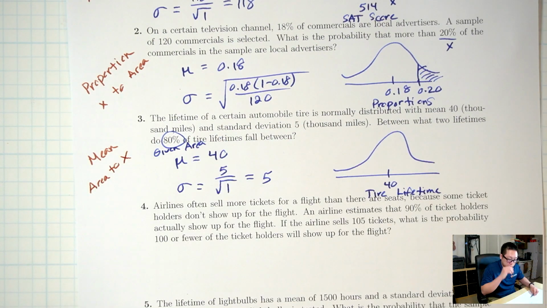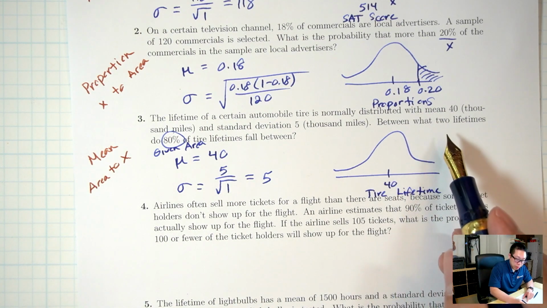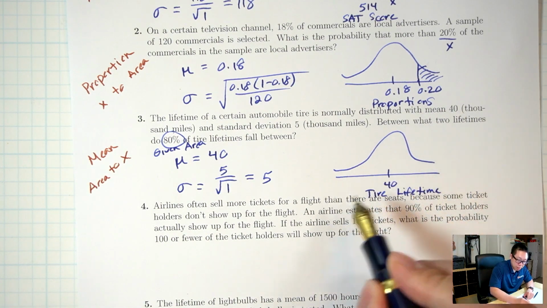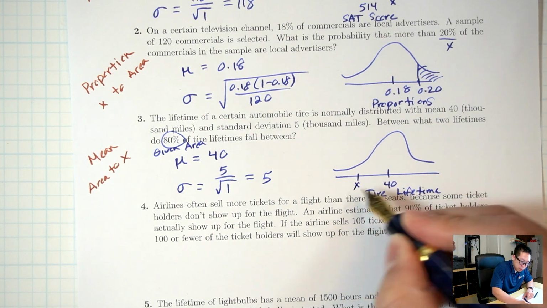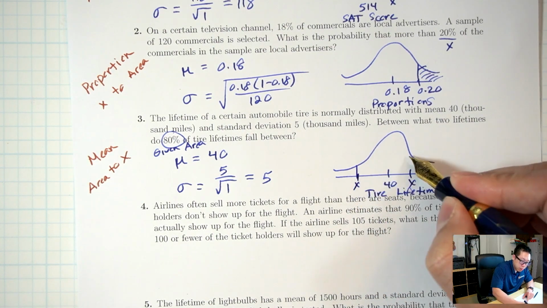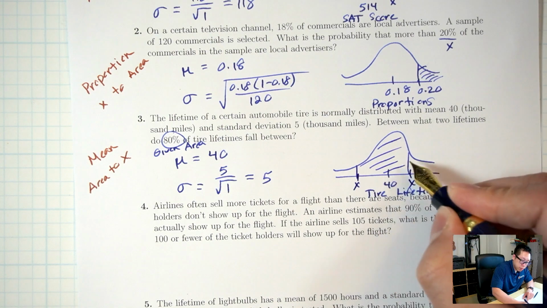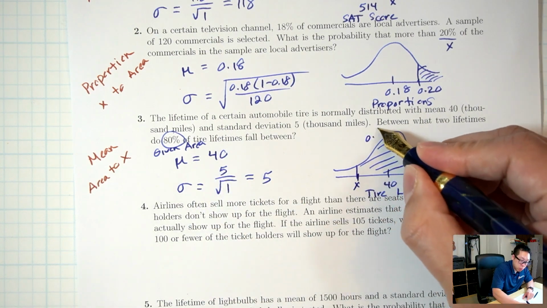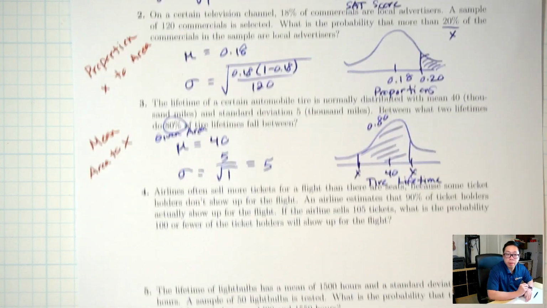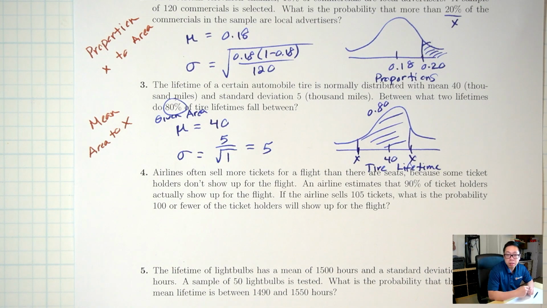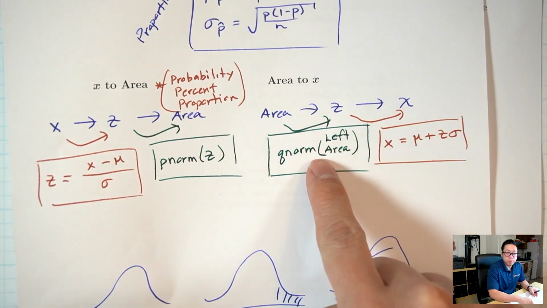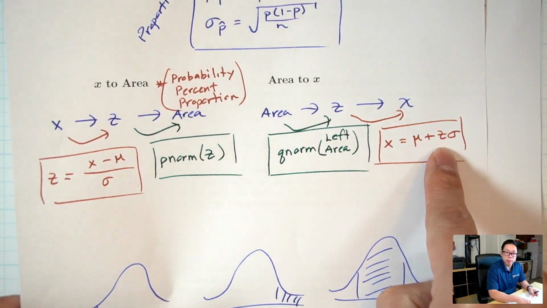And then the rest of my picture, I want a between, right? I want 2 lifetimes. So those are x's. I want 2 x's that would have 80% between. An area of 0.80 between. Okay, area to x. Your next step would be Q norm and then the x formula.